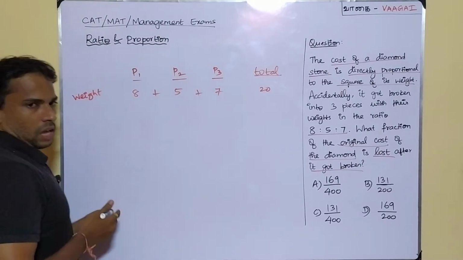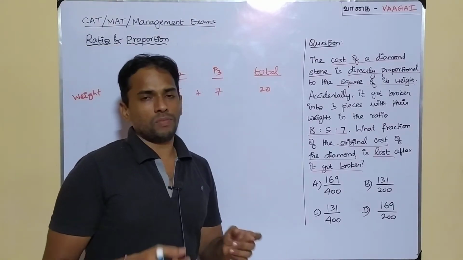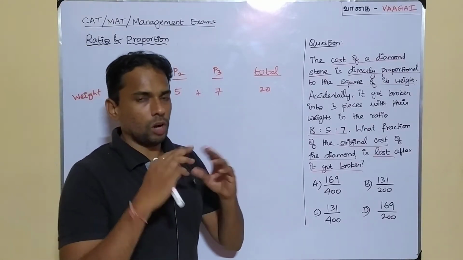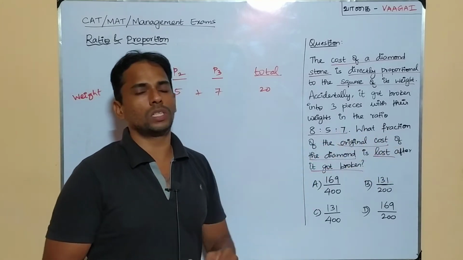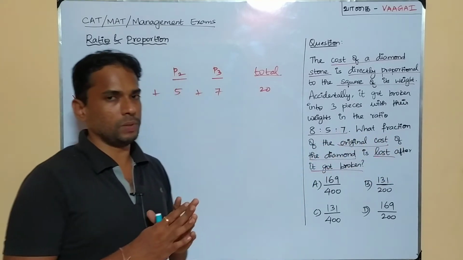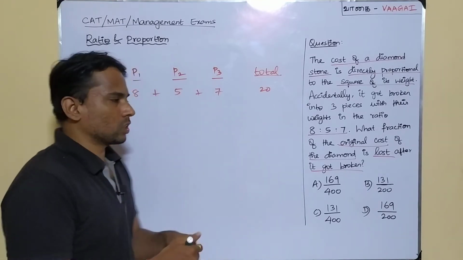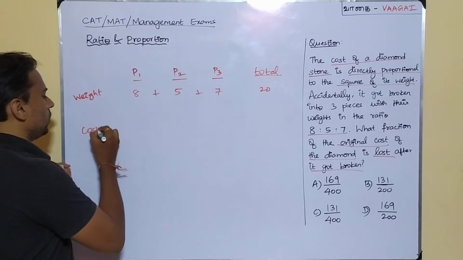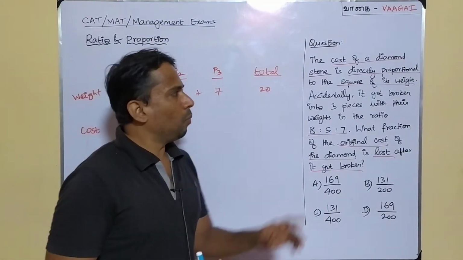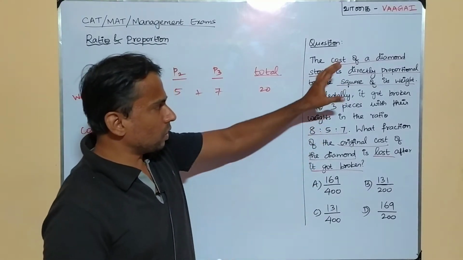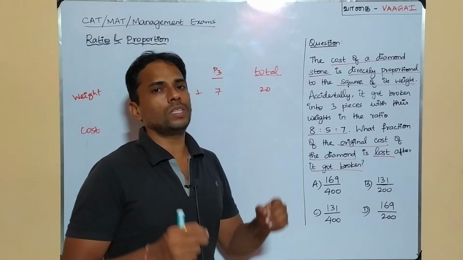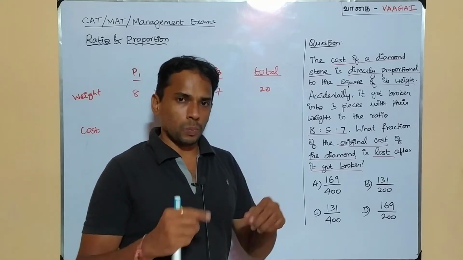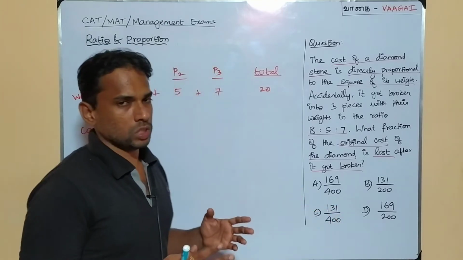And now, after it got broken, what fraction of the original cost is lost? This is the question. Now we will come to discuss the cost. What do we know about the cost? It is given in the beginning part of the question itself, very clearly. The cost is proportional to the weight of the stone.